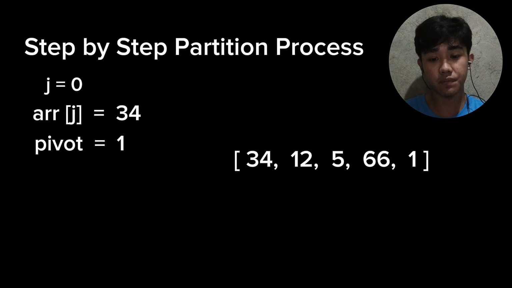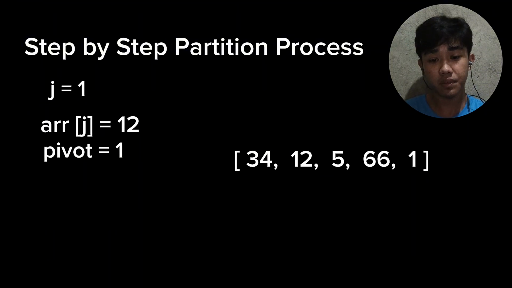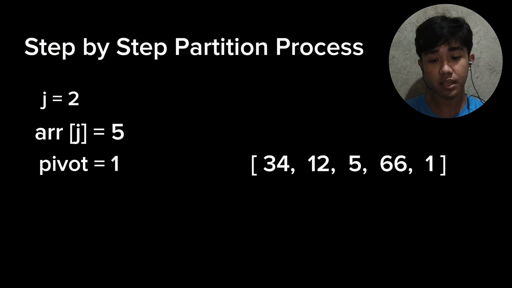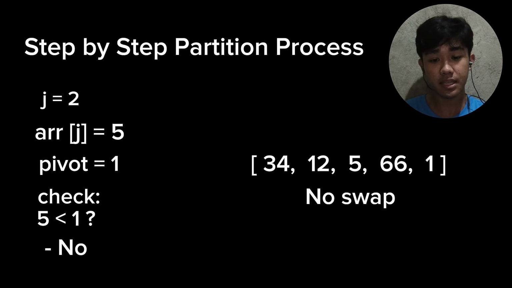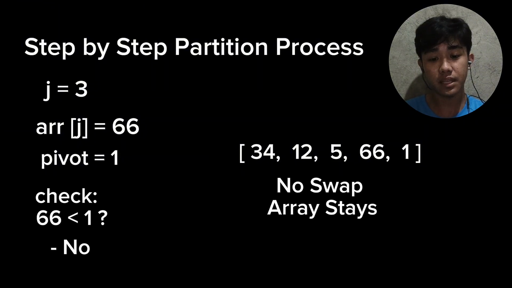Next, a step-by-step partition process. We compare j to the pivot. Is 34 less than 1? No, so there will be no swapping. I stays at 0. The array is unchanged. Next, we compare again j and the pivot. So we compare 12 and 1. Is 12 less than 1? No, still no swap. The array stays. Next, we compare again. Is 5 less than 1? No. So there will be no swapping again. The array stays. Next, we compare again. Is 66 less than 1? No. Still no swap. The array stays.